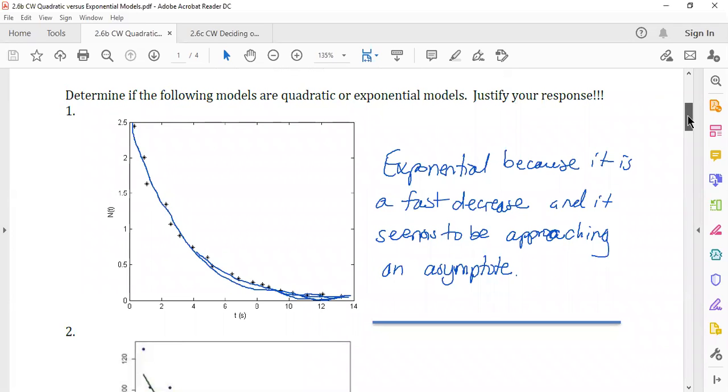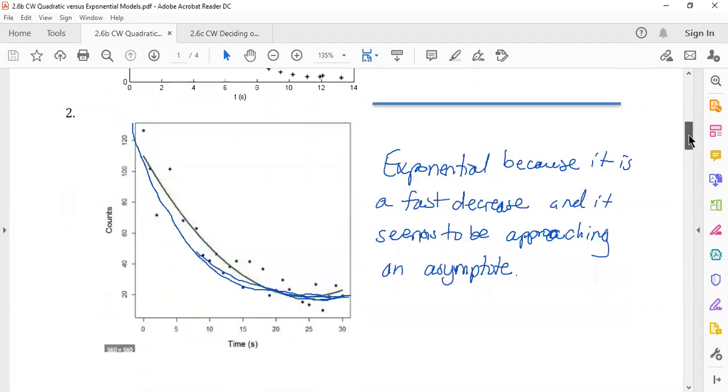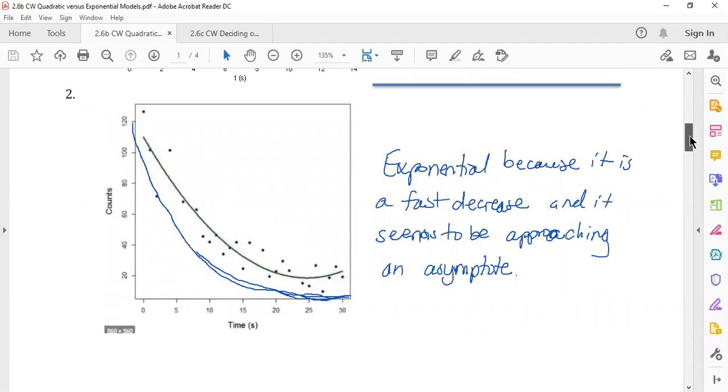Okay, so I'm going to leave that writing there, but I'm going to move down to number 2 here. On this one, I'll give you guys a moment to think about it. Quadratic or exponential? I'm going to put the poll back up. Is this an example of an exponential or quadratic function?